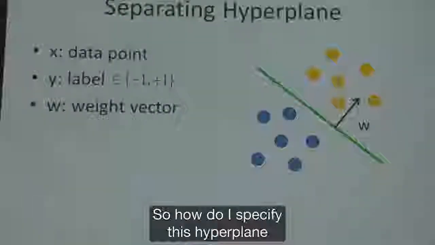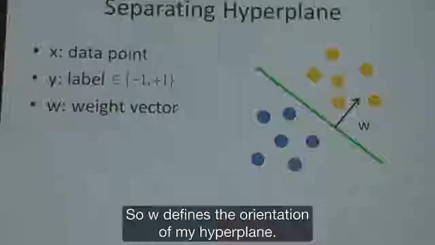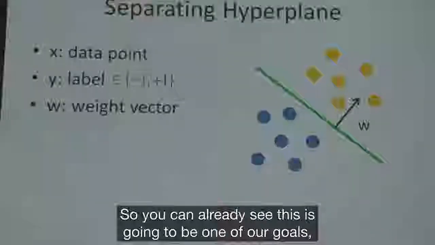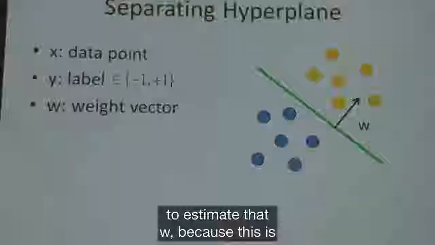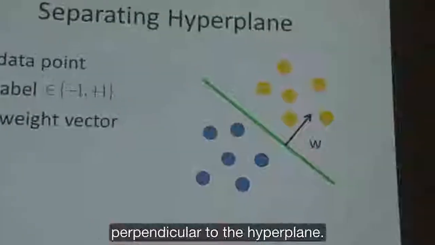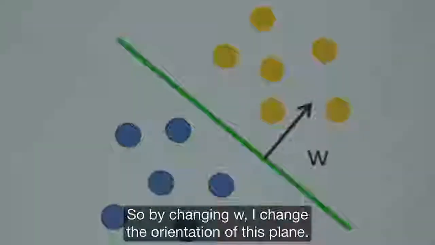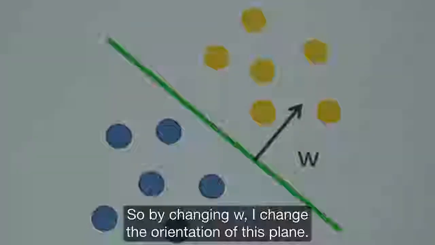So how do I specify this hyperplane? What are the parameters? So there is this weight vector W. So W defines the orientation of my hyperplane. So you can already see this is going to be one of our goals, to estimate that W. Because this is perpendicular to the hyperplane, so it's the orthogonal vector. So by changing W, I change the orientation of this plane.